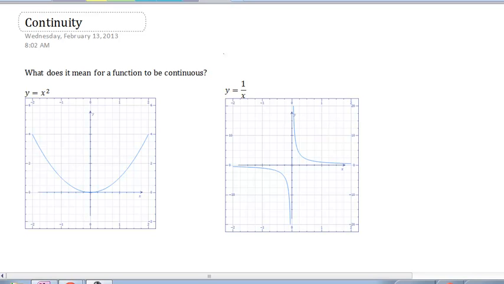One of the characteristics that we talked about early on in the year is the idea of a function being continuous. And we treated it from a visual perspective: a function is continuous if you can draw the whole function without lifting your pencil.